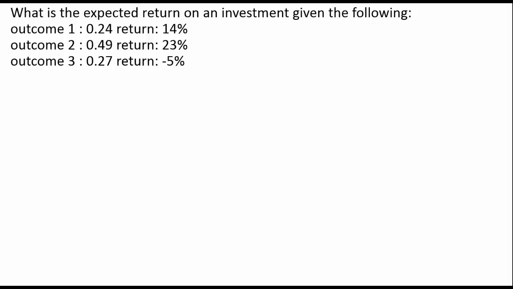This question: what is the expected return on an investment given the following? We have three possible outcomes. You notice here, just like all the other questions that we've had, that all of these add up to a value of 1. So that means that we have a 100% chance of one of these outcomes occurring.